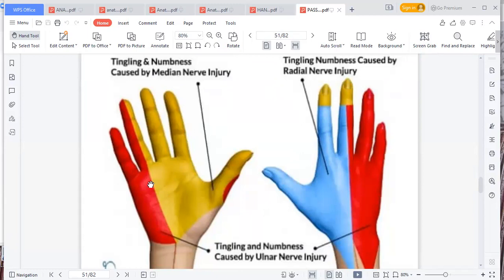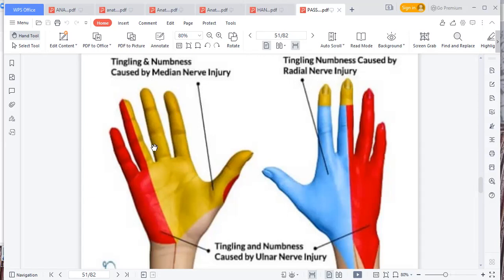Let's just know that we've got this side which is innervated by the median nerve. That is why there is the claw of the hand, not claw of the hand, there is what you call Epi's hand in the median nerve injury. This side, there is tingling and numbness caused by the median nerve injury.